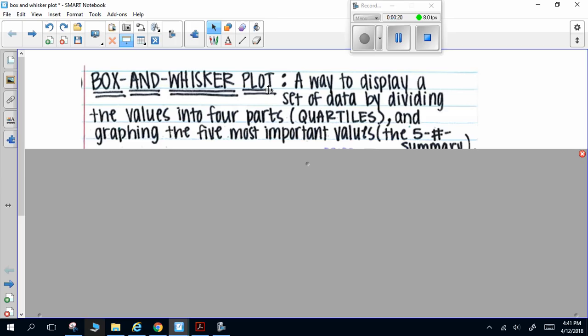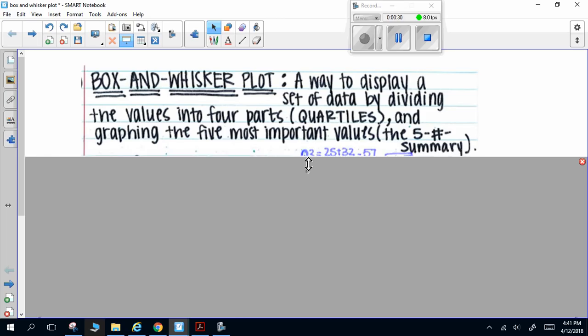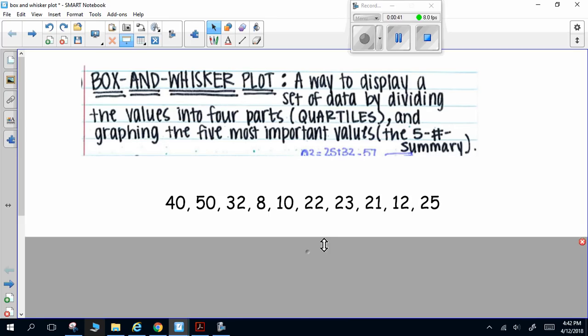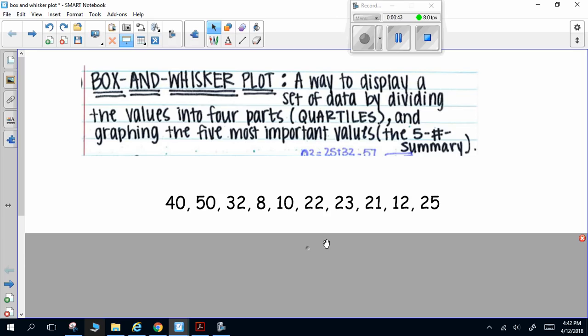A box and whisker plot is a way to display a set of data by dividing the data values into 4 parts, which are called quartiles, and graphing the 5 most important parts, and that's called the 5-number summary. So please copy that down. Pause the video. Now that you've gotten this definition copied down, I need you to copy down this set of numbers. Pause the video.